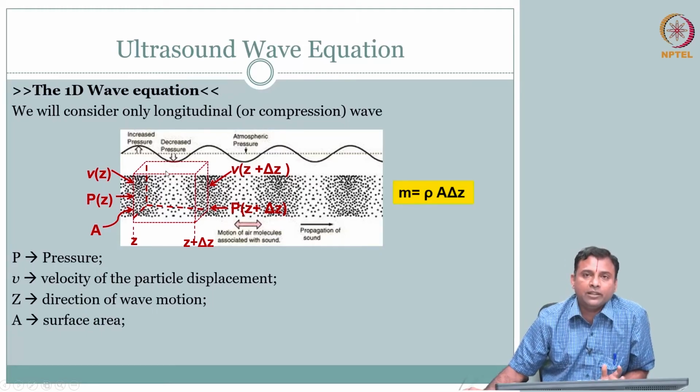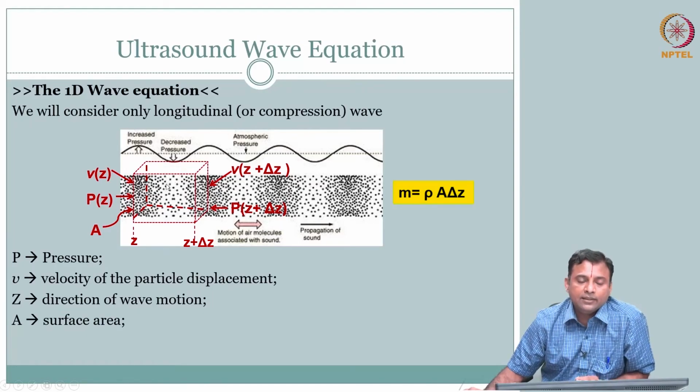In fact, we have the equation. We will just list it for the dimension that is described here. But what you will see here is, these are the particles. You could have increased pressure, decreased pressure. That means the pressure is changing in the z direction. So, we will have one pressure at one location, another pressure at P of z plus delta z. So, there is a differential pressure. And particles have a velocity.